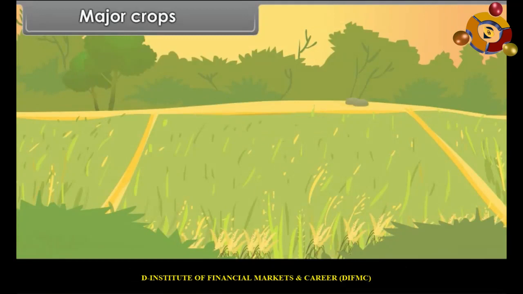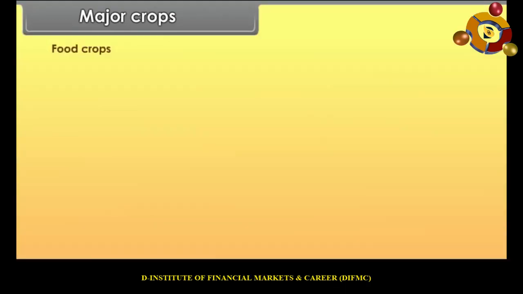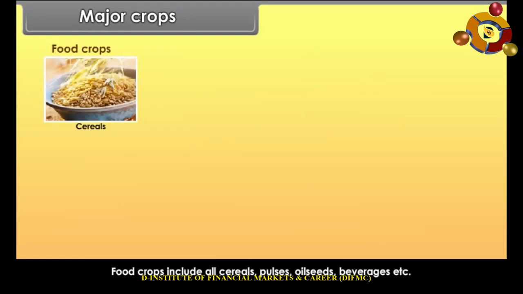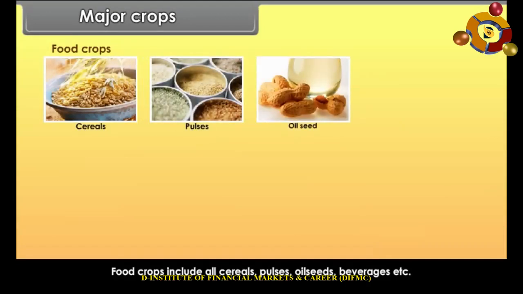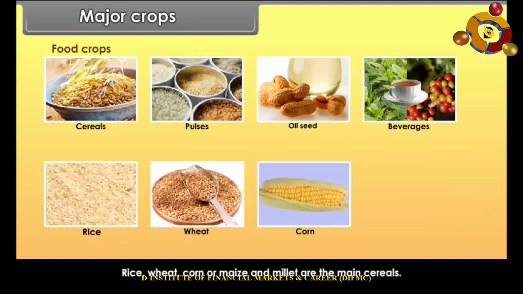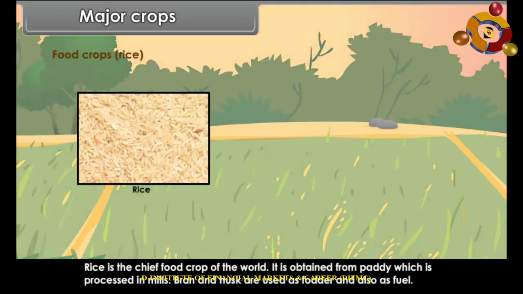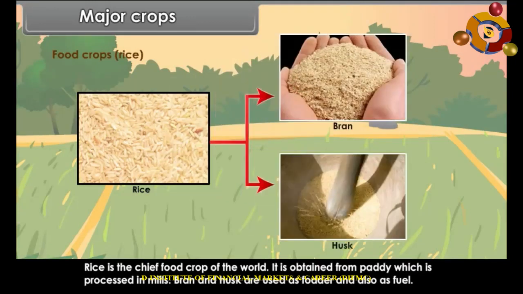Major crops. Major crops are classified into food crops, commercial crops and beverage crops. Food crops. Food crops include all cereals, pulses, oil seeds, beverages, etc. Rice, wheat, corn or maize and millet are the main cereals. Rice. Rice is the chief food crop of the world. It is obtained from paddy which is processed in mills. Bran and husk are used as fodder and also as fuel.